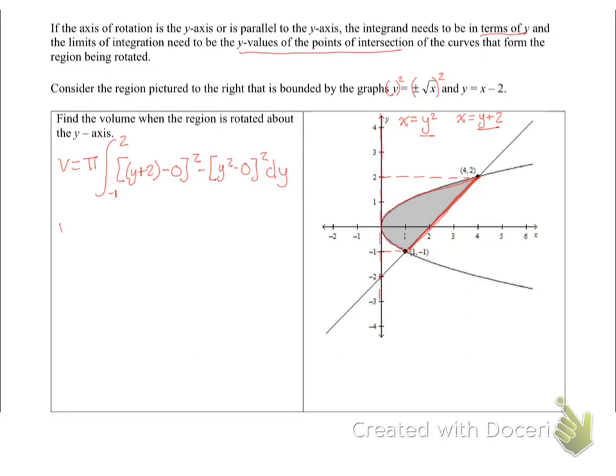Okay, so whenever we simplify this and go from -1 to 2, I should get y squared plus 4y plus 4 minus y to the 4th dy. You punch that into your calculator and you should get 72 pi over 5.